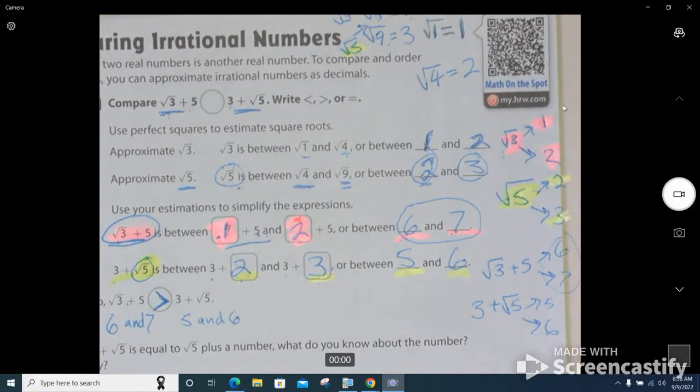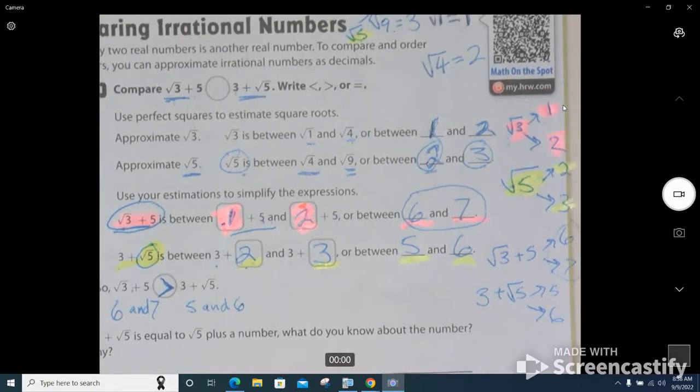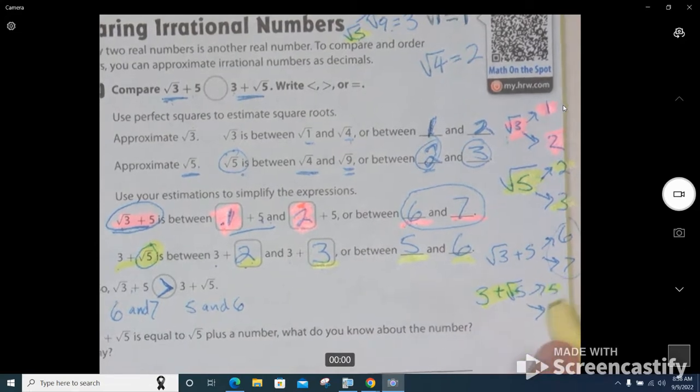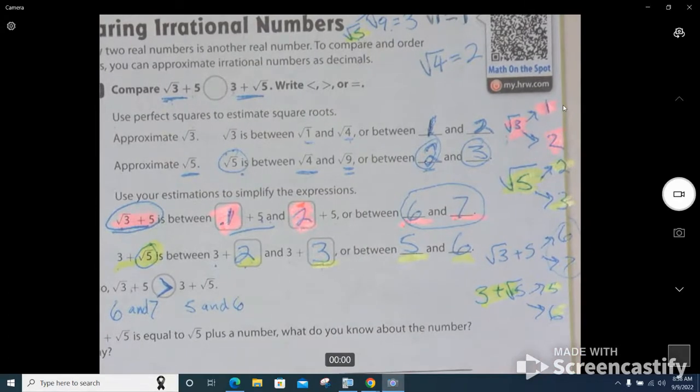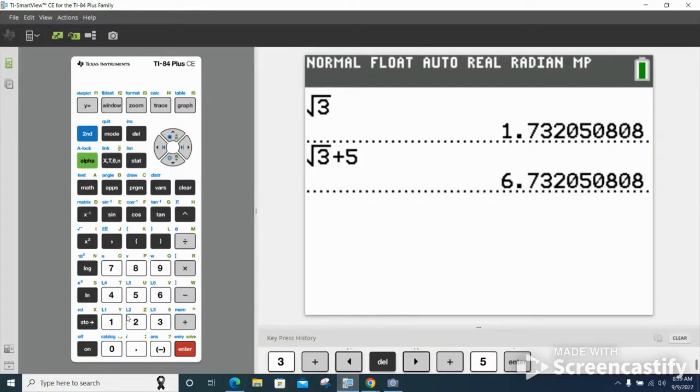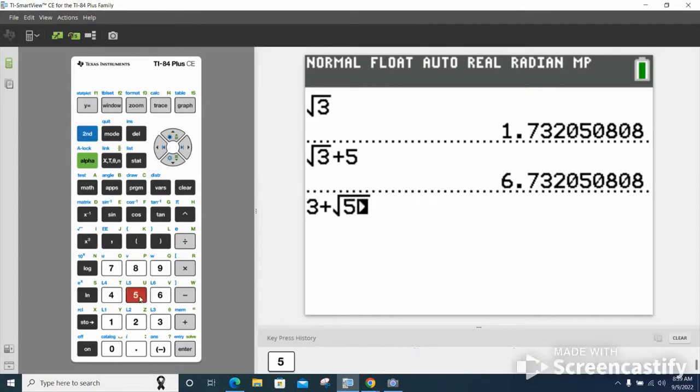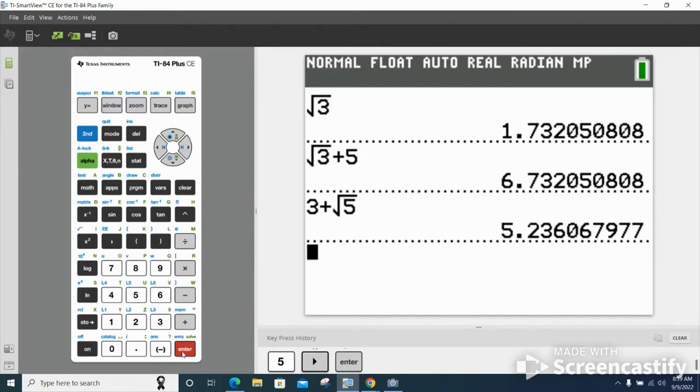Okay? We're guessing. We're approximating. We don't know exactly what it is. We'll never know exactly what it is because it's irrational. Okay? So we're saying that this is between 5 and 6. How can I figure out if that's right? Plug it in the calculator. So go to your calculator, and this time you're going to plug in 3 plus the square root of 5. Guess what? It lives between 5 and 6. It's 5.23.